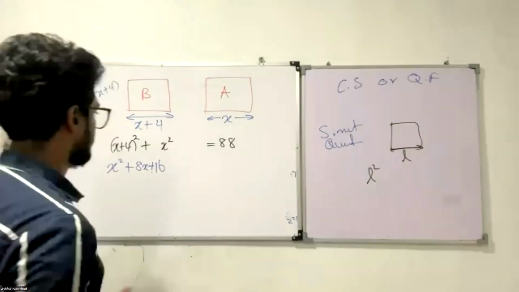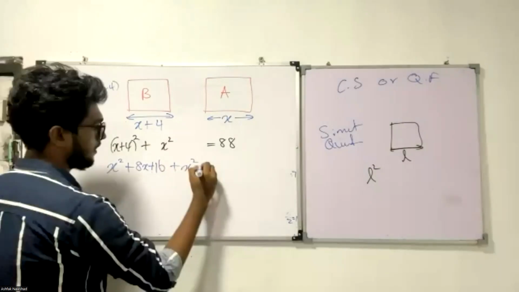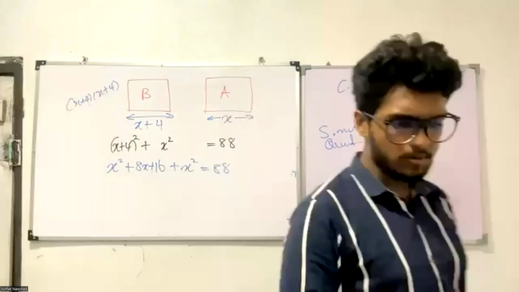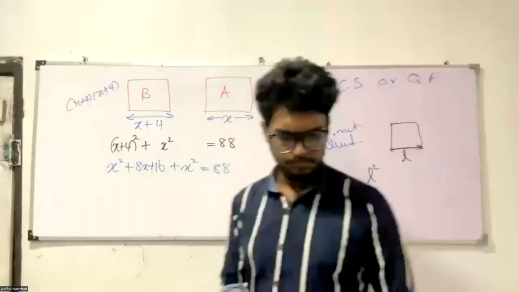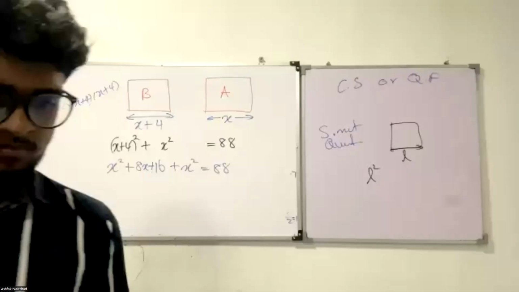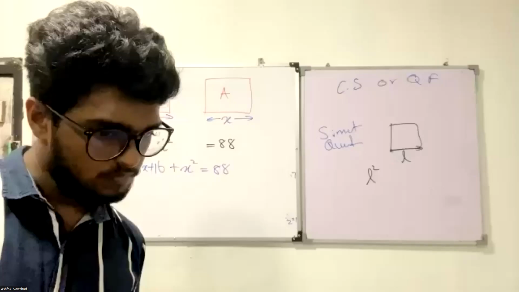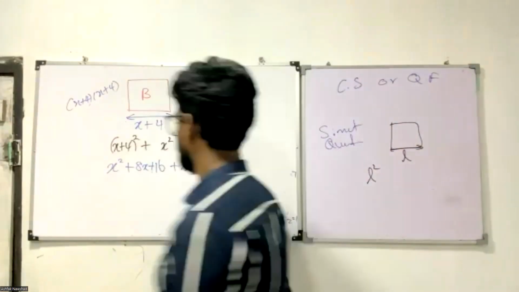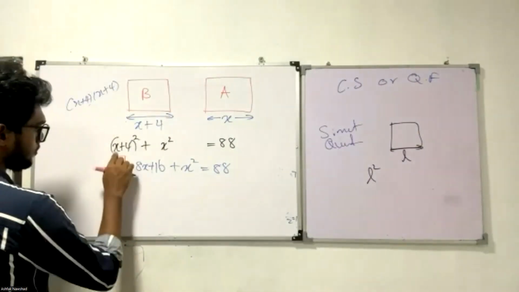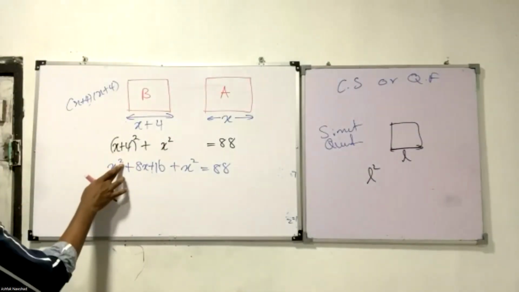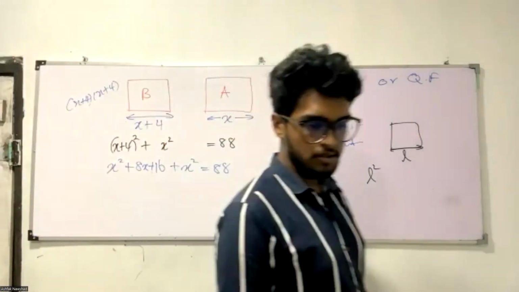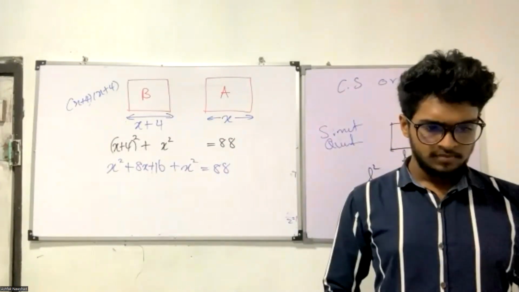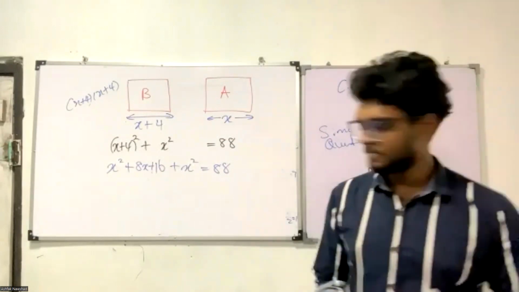x squared plus 8x plus 16 plus x squared is 88. Now, what kind of an equation is this? Is this simple, simultaneous, or quadratic? So quadratic. The highest power of x is 2, so this is a quadratic equation. In order to solve a quadratic equation, it must be equal to 0.